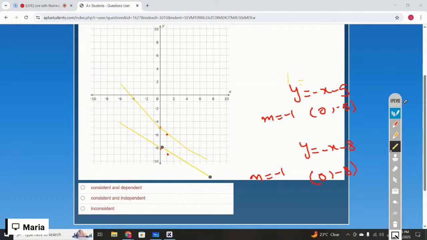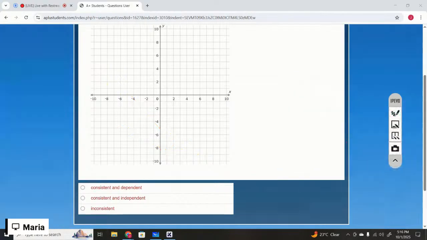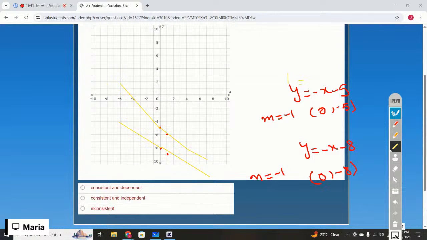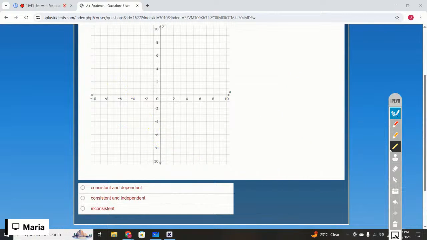Option number three is the correct option. The system is inconsistent and with zero solution. So option number three is the correct option. Got it?